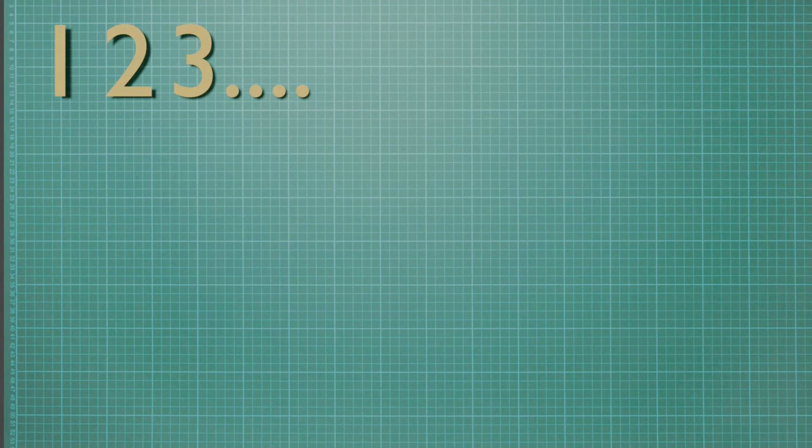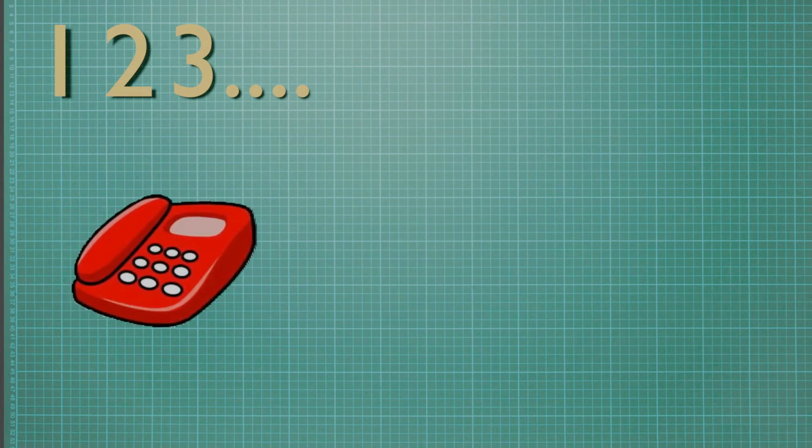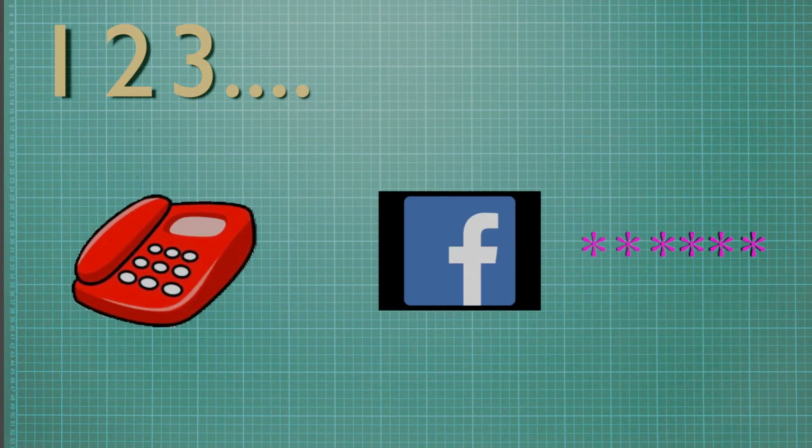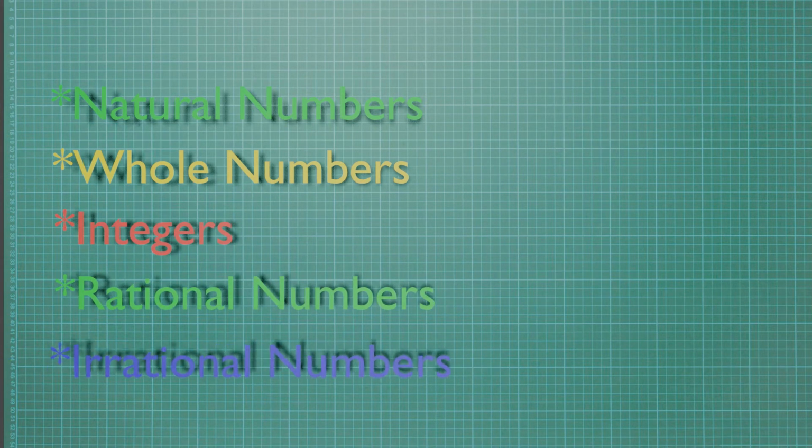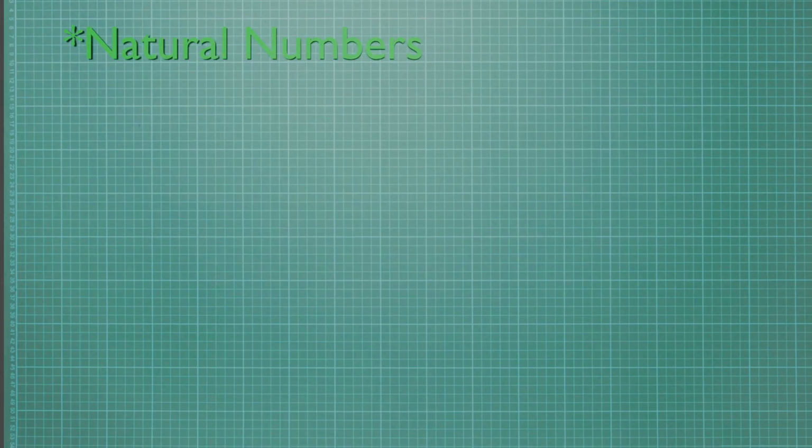We see them everywhere. From your phone number to your Facebook password. But numbers are more than what you think they are. We are underestimating numbers. Yes, we are. There are currently 6 types of numbers. Natural numbers, whole numbers, integers, rational numbers, irrational numbers and decimals. In this video we will cover the first 5 types briefly.